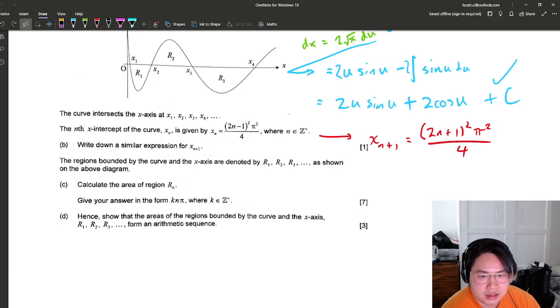And the regions bounded by the curve and the x-axis are denoted as R1, R2, R3. Calculate the region Rn. Give your answer in this form, K positive. So these areas are the integral from one intercept to the next.